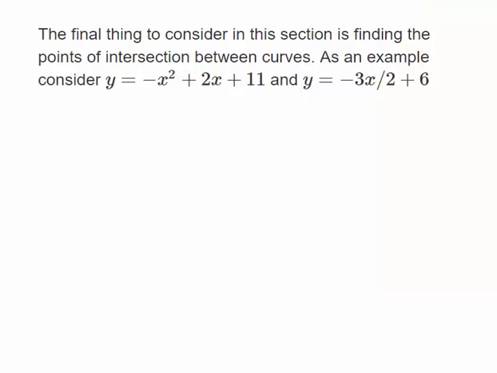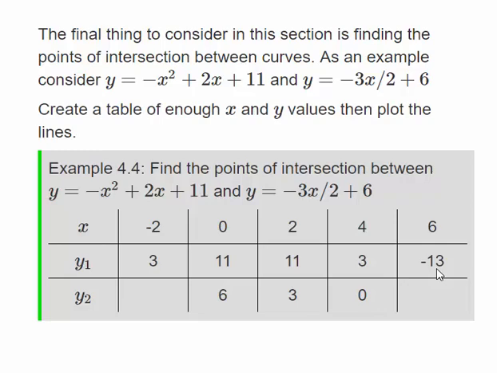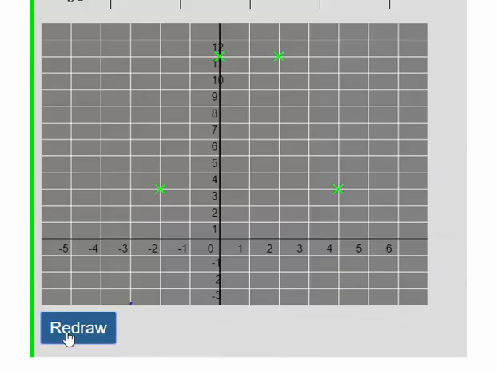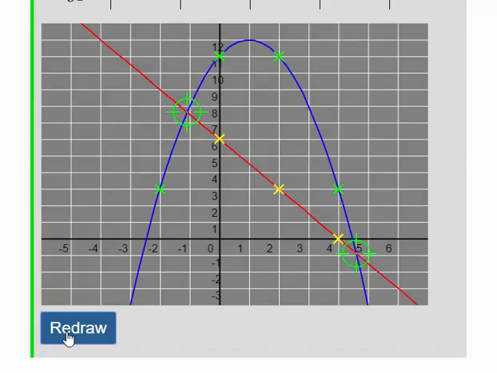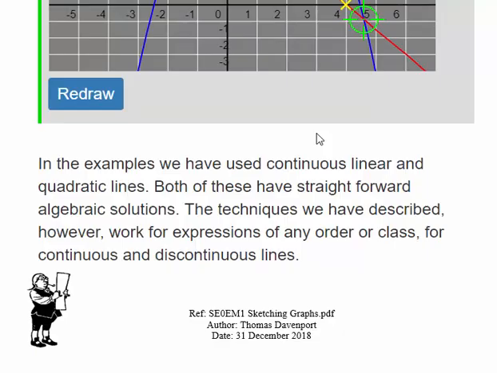The final thing I'd like to consider in sketching graphs is the intersection between lines that aren't necessarily straight. So let's take y is equal to minus x squared plus 2x plus 11 and y is equal to minus 3x over 2 plus 6. As before, we'll create a table and fill it with values of x and y. Having got our points, we plot the quadratic curve and the straight line and then you can see the points of intersection.